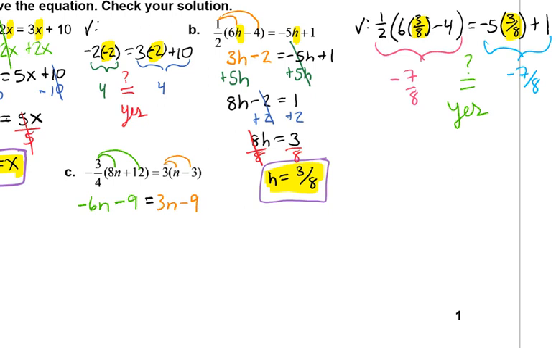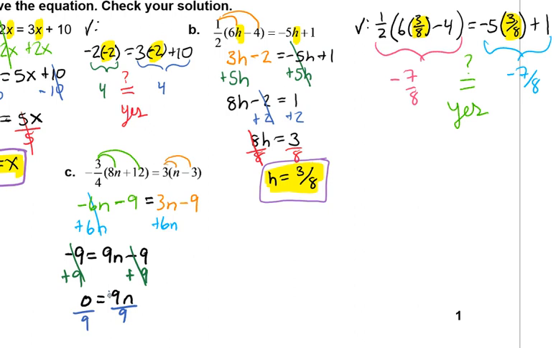And we're going to move our 6n over, kind of like we did the last one. We'll get rid of those. And now we're going to have -9 equals 9n minus 9. So we'll add 9 to both sides, and we get 0. So 0 equals 9 times n. Then we divide both sides by 9. And 0 divided by anything is still 0. So we get 0 equals n.